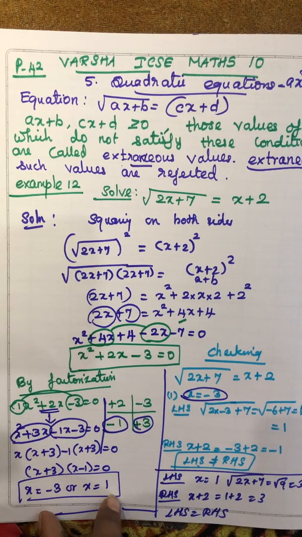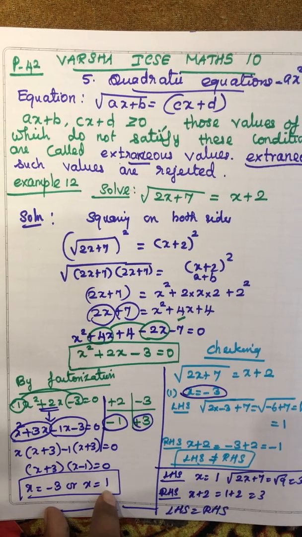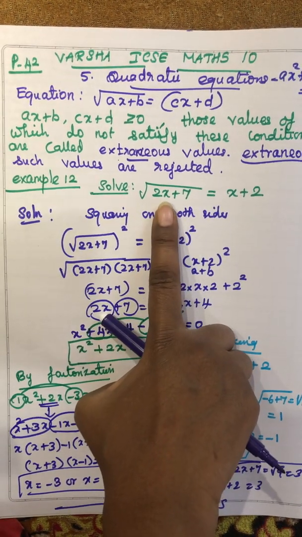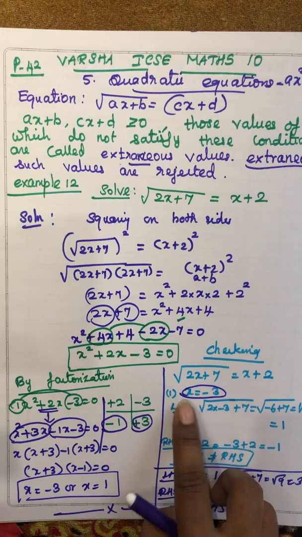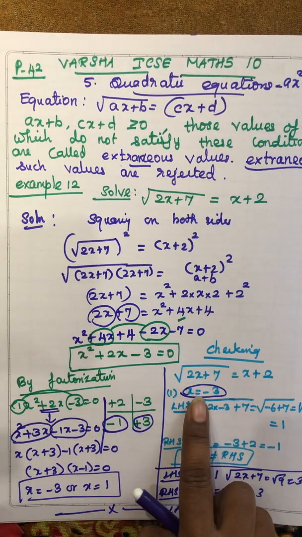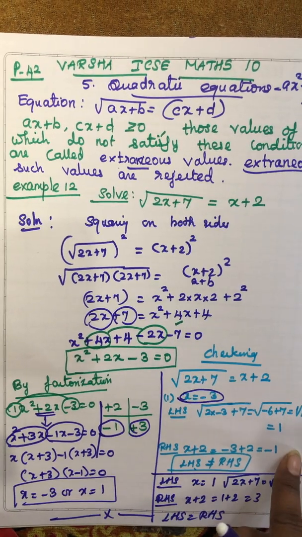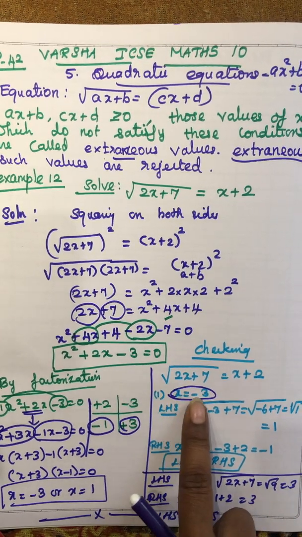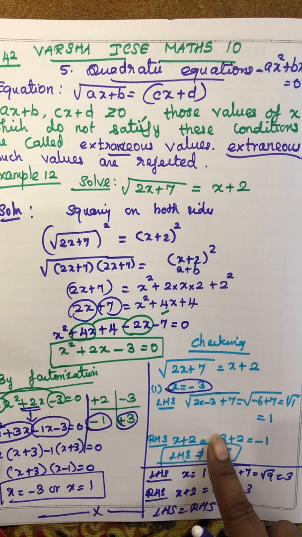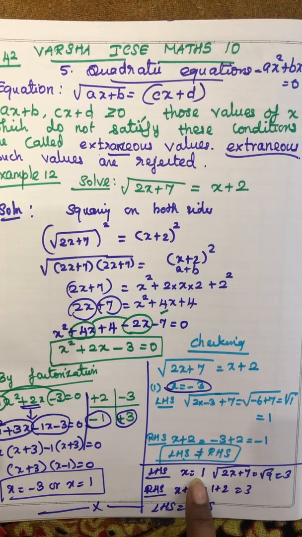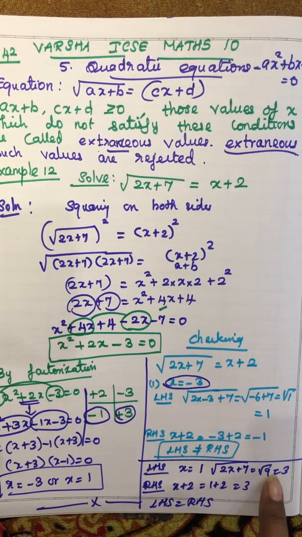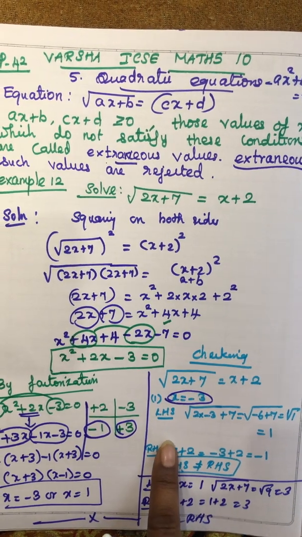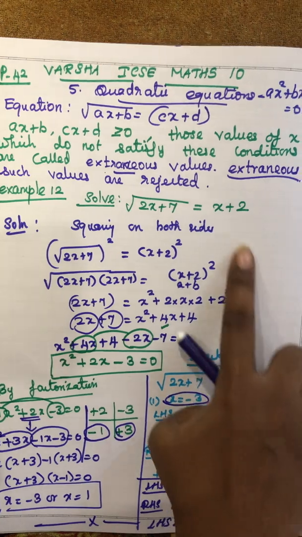So when you have squared, there are two roots, and I am going to apply these two values in the given equation, LHS and RHS. So when I substitute x is equal to minus 3, LHS is 1. RHS gives minus 1. So for x is equal to minus 3, it is rejected. Okay. When x is equal to 1, LHS and RHS are equal to 3, so it is accepted. So the value which is not accepted by the equation is called an extraneous value.